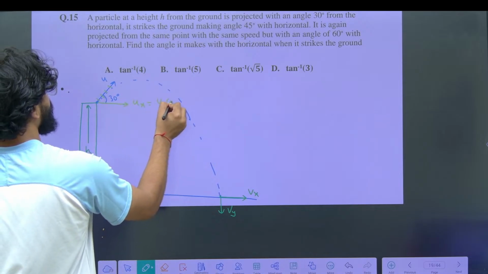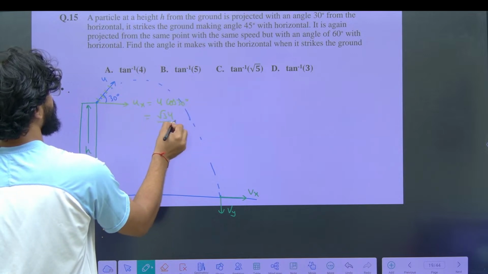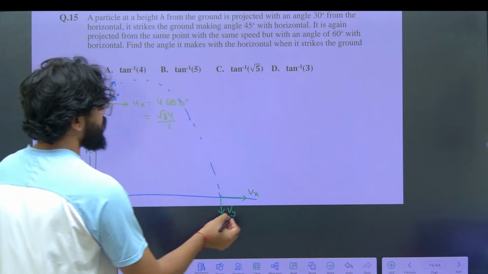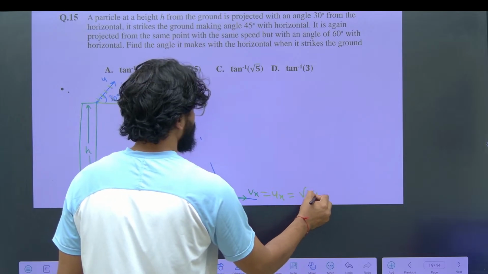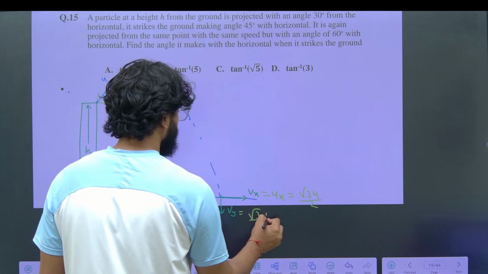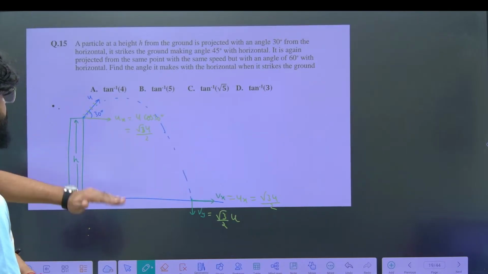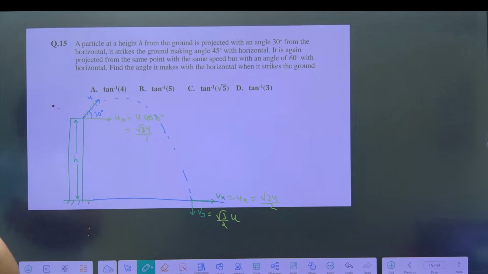So let's quickly calculate what was Vx, and it is u cos 30, which is root 3 u by 2. Okay, so this ux cannot change. Vx will be equal to ux only, and that will be root 3 u by 2. Okay, so Vy will also come out as root 3 u by 2. Okay, chaliye. So this is the information that is there in the question. Okay, ठीक है.